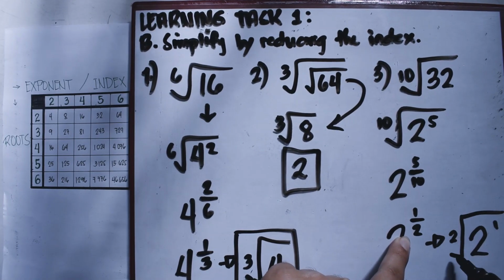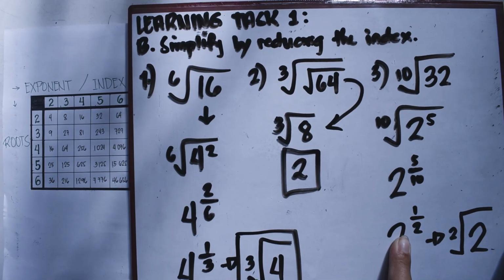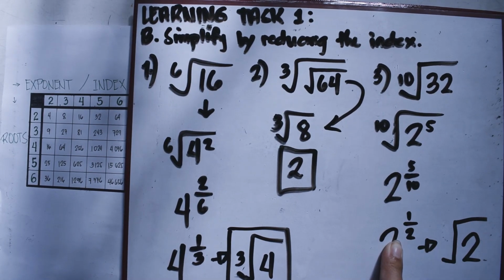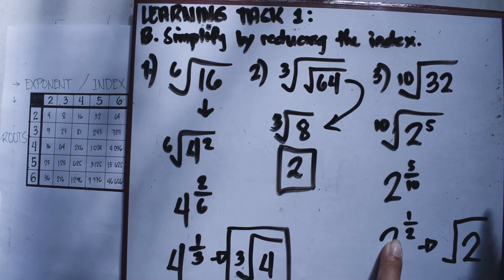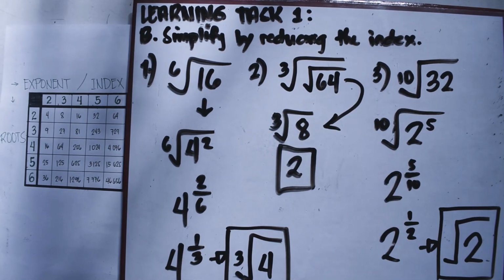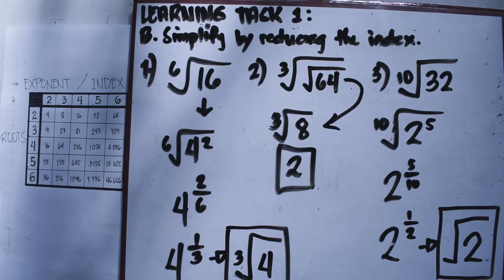So, ibig sabihin, square root of 2 raised to 1. Sabi ni ma'am, kapag ang exponent ay 1, pwede nang hindi isulat. Tama? And also, sabi ni ma'am, kapag ang index ay 2, square root, pwede na rin hindi isulat. Kasi square root pa rin naman yan pag binasa. So, therefore, this will be our final answer. So, 10th root of 32 is just the same daw with square root of 2. You can check using your calculator.